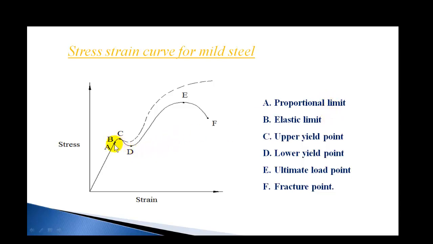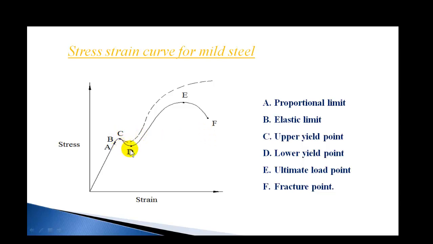Hooke's law is valid up to this proportional limit or elastic limit. Proportional limit means the stress is directly proportional to strain, or the portion of the stress strain curve is straight, linear. B is the elastic limit, beyond which the material cannot regain its original shape. So if the elastic limit is exceeded, on removal of load, the material cannot regain its original shape. And C is the upper yield point.